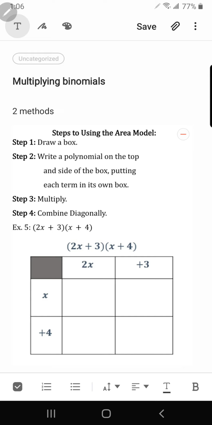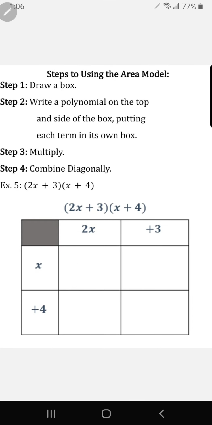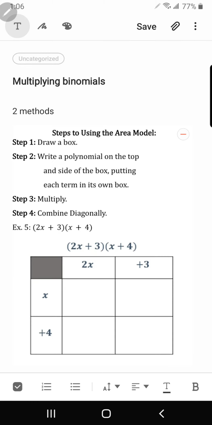First thing you want to do is draw out a box like you see here on my screen. It doesn't really matter if you put the 2x plus 3 on top or on the side. You could do it horizontally or vertically. So I could have put the x plus 4 here and the 2x plus 3 here. Either way, it doesn't matter. But you have to make sure that the 2x and the 3 go on the same horizontal line, since they're together. I can't put 2x and 4 on the same line because they're not from the same expression. Okay, so let's remember that, please.